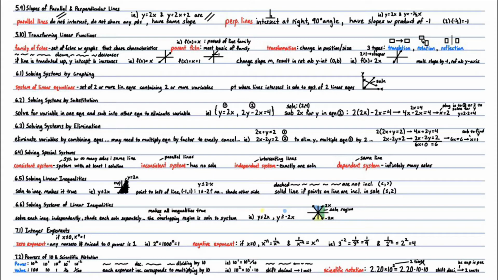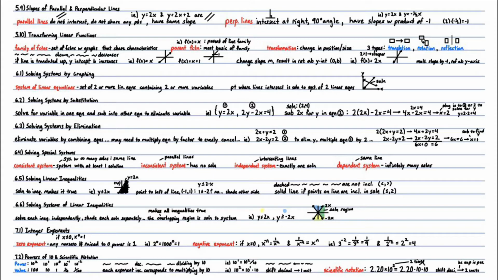Solving systems by graphing. A system of linear equations is a set of 2 or more linear equations containing 2 or more variables. The point where the lines intersect is the solution of the system of equations. Solving systems by substitution. Solve for a variable in one equation and substitute what this variable is equal to into the other equation for the variable to eliminate the variable.